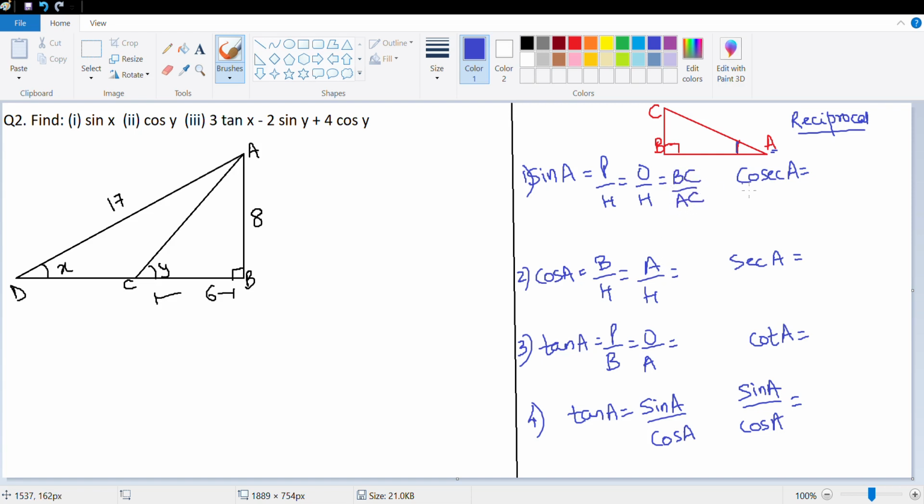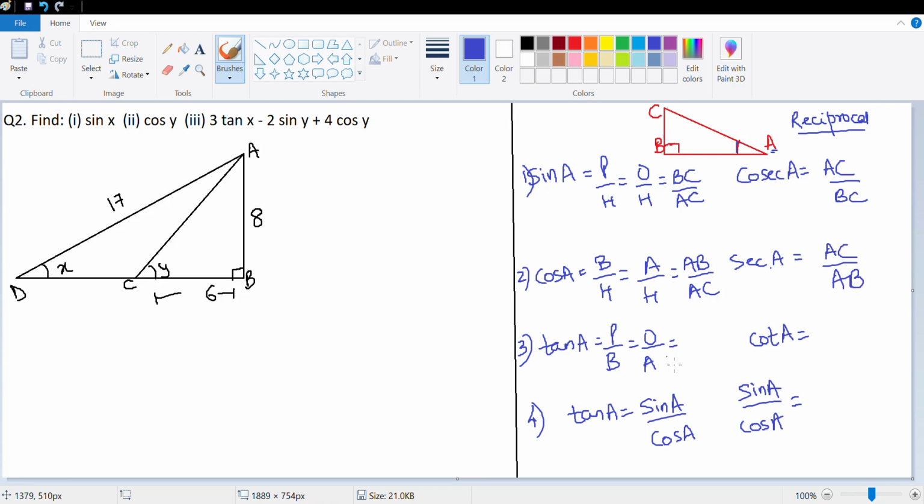The reciprocal of this is cosec A, which is AC upon BC. Cos A is base upon hypotenuse, or also adjacent upon hypotenuse, in this case AB upon AC. The sec A is the reciprocal of this, which means it is AC upon AB.